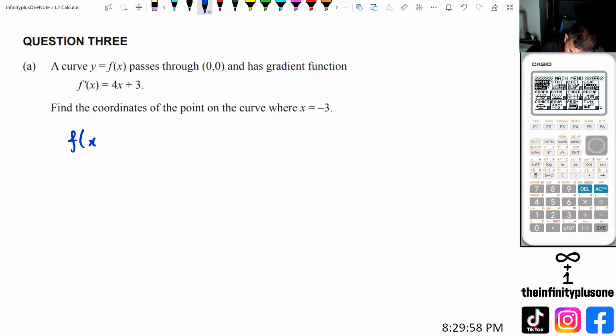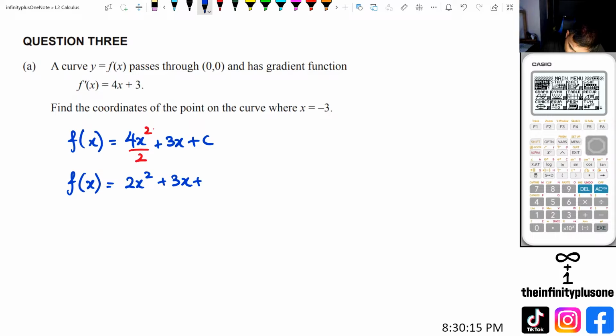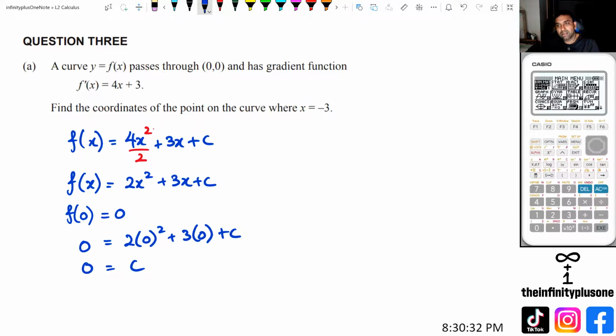So if f dash of x is that, f of x equals 4x squared over 2 plus 3x plus c. So f of x equals 2x squared plus 3x plus c. Now it says the curve passes through the point 0, 0, which means f of 0 equals 0. This is a good one because all you have to do is go 2 times 0 squared plus 3 times 0 plus c. When a curve passes through 0, 0, you can automatically say the c value is equal to 0. You don't need to show the working.